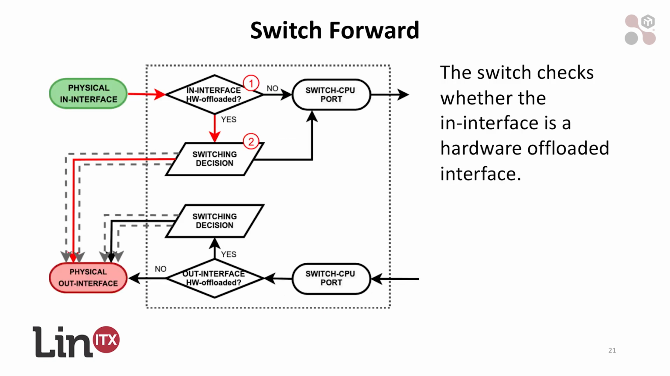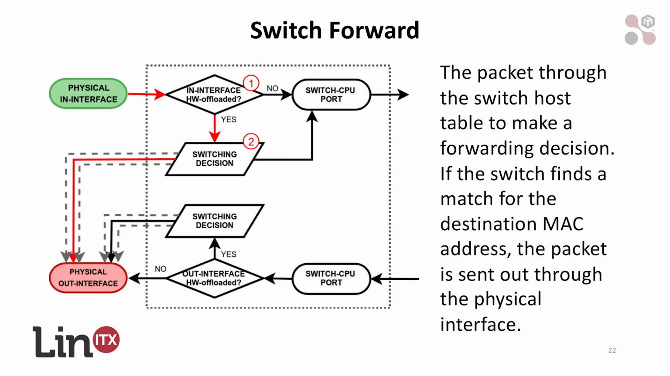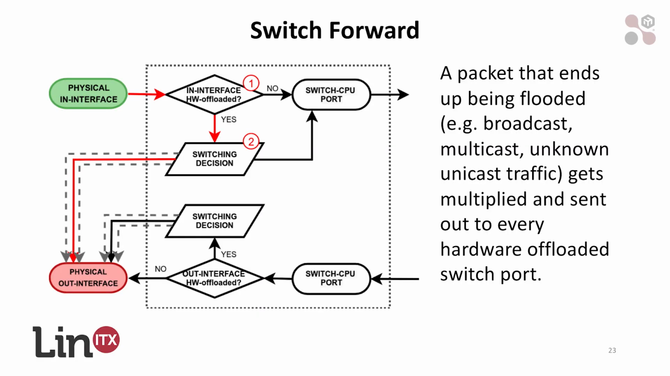The switch checks whether the in interface is hardware offloaded, makes a switching decision. The switching decision decides that it is also a hardware offloaded port and bypasses everything else. As long as it has learnt it. If it has not learnt it, then all packets will be flooded out of all ports, including switch CPU, so that it can learn it to update the host table.